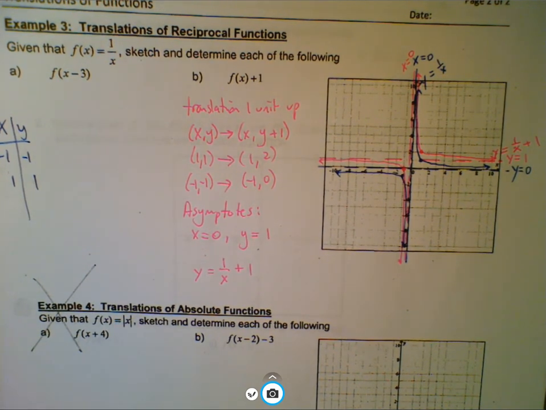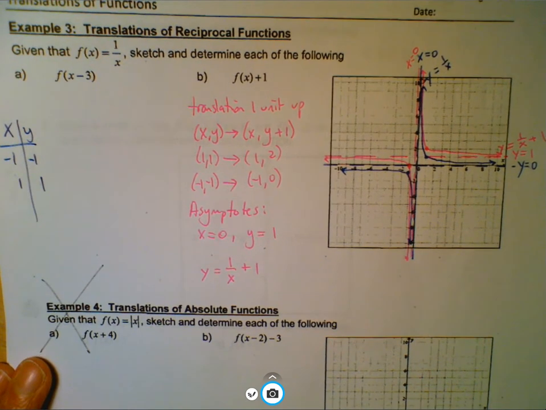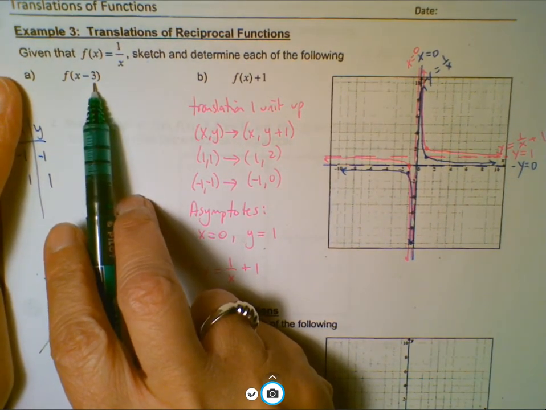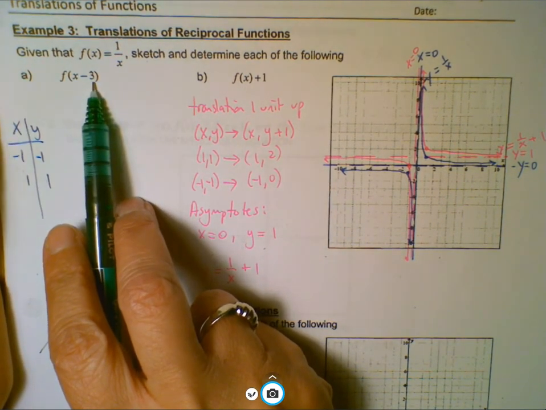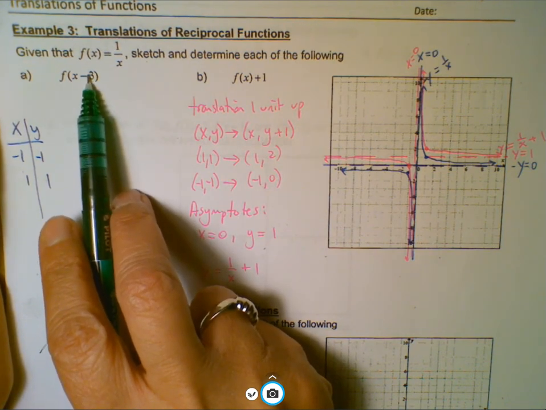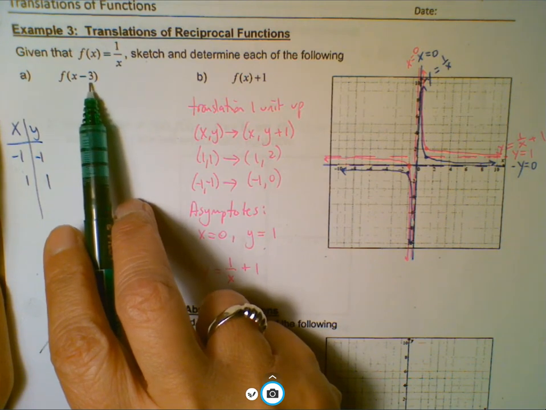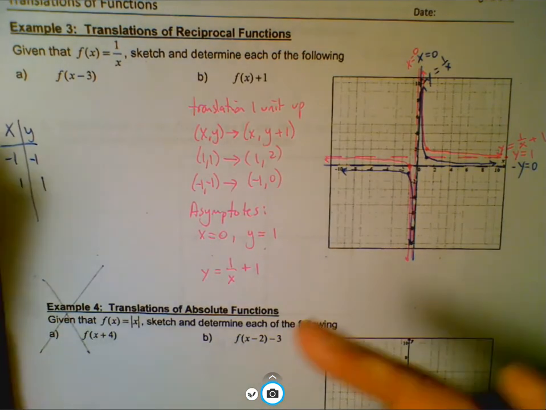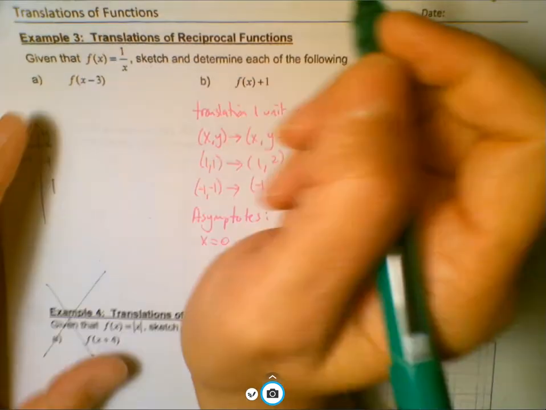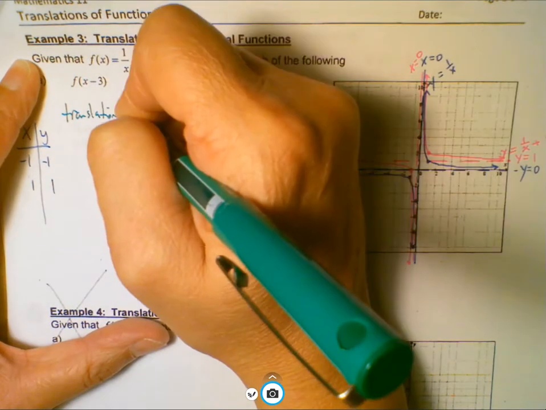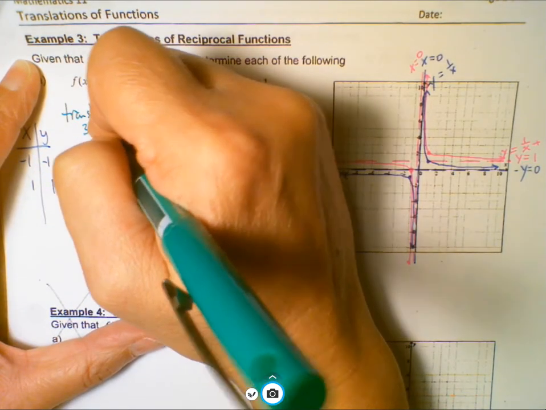Okay, and finally, f of x minus 3. We see a minus there. Think about it like vertex form. This movement to the right is 3, so it's a positive 3, so I know that I'm moving to the right. If that was a plus, then it would be a -3, meaning I'm moving to the left. So I'm going to write that out. So it's a translation 3 units right.